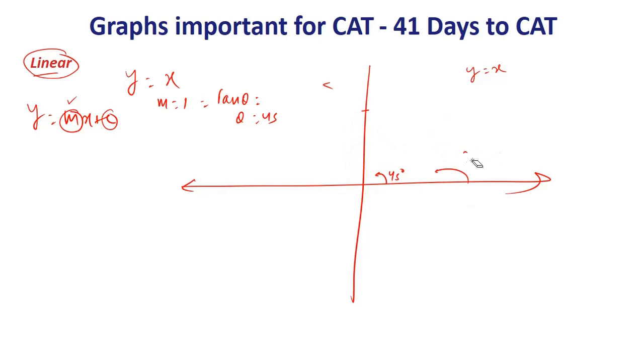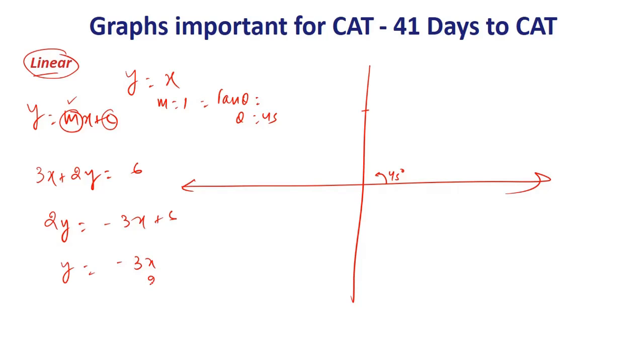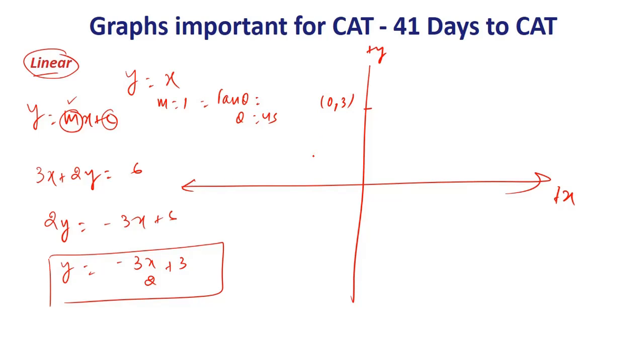Let me give you one more example. Let's say I have 3x plus 2y is equal to 6. So then I can write it as 2y is equal to minus 3x plus 6. I can write it as y is equal to minus 3x by 2 plus 3. So very clearly we know this graph, how do you draw this line? So this is positive x, positive y. We know that y-intercept is going to be 3. So let's plot this 0, 3.